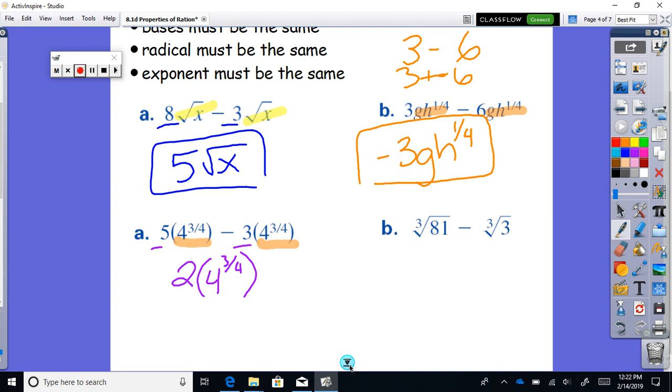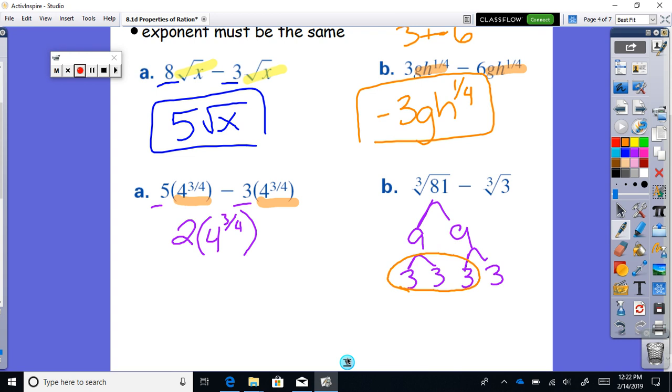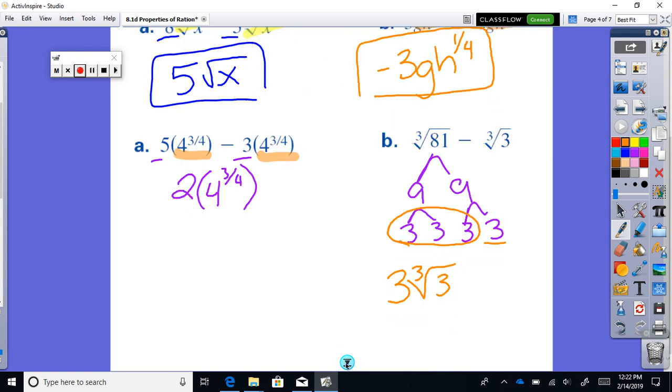In B on the bottom right here, as is, I cannot subtract them because they do not have the same radicand. What's inside the radical is different. But I do know that 81 can be simplified to 9 times 9, and 9 is 3 times 3 on both 9s here. And it's a cubed root, so I need a perfect cube to get it out, so I need 3. This would give me 27. The cubed root of 27 is 3. And then the 3 comes out, and there's 1 3 left inside. So 3 cubed root of 3 minus 3 cubed roots of 3.